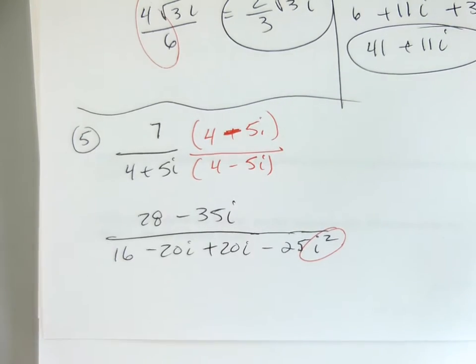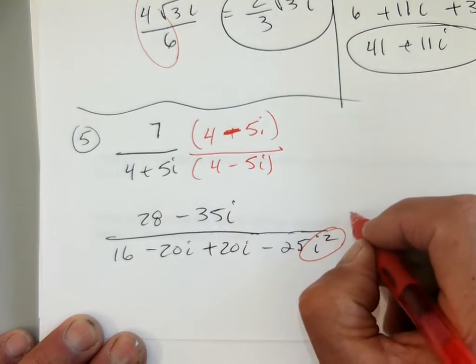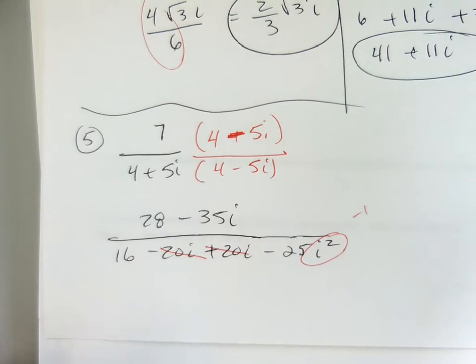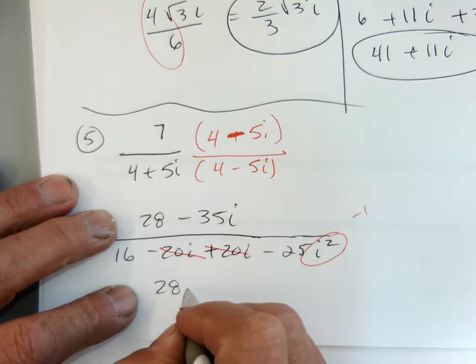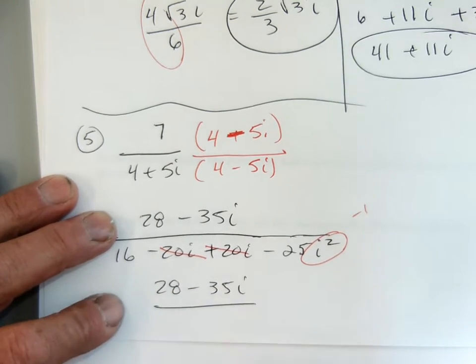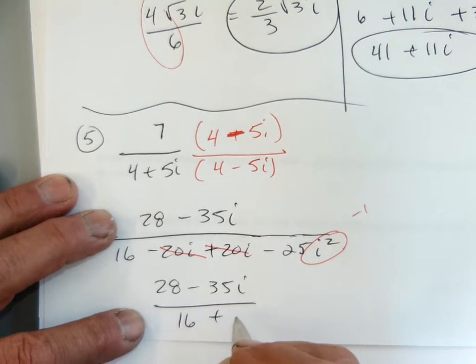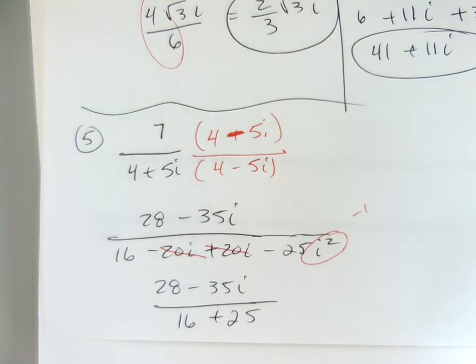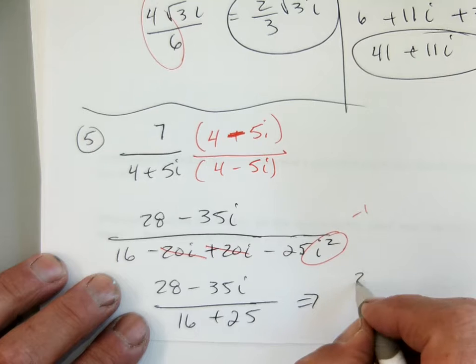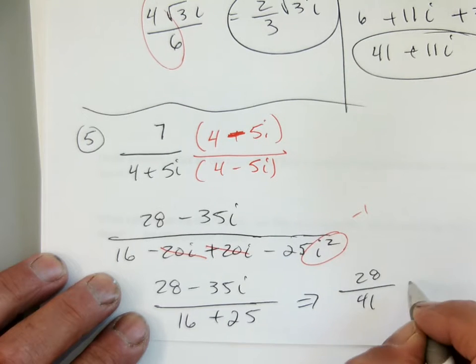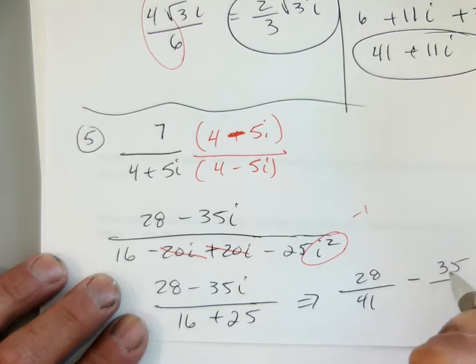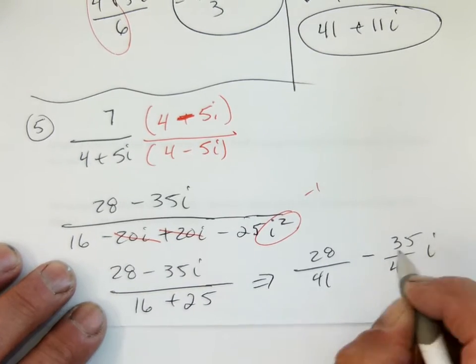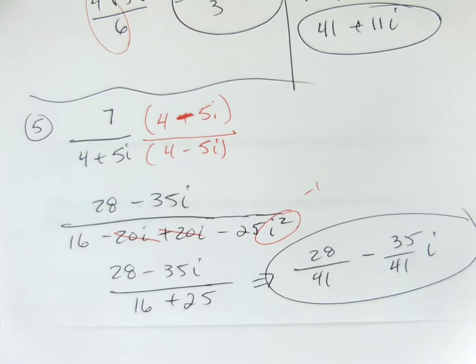Okay, how am I doing? I'll change that to a negative 1. I'll cancel those, negative 20i, positive 20i, and let's see what I have. So 28 minus 35i over 16 plus 25, right? I think that's a 41. So I'll have 28 over 41 minus 35 over 41i. You can do this tomorrow, can't you? You can do this.